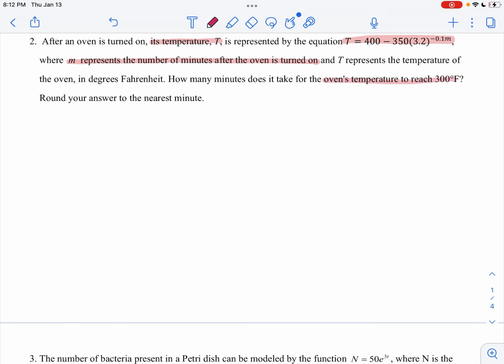So we're solving for M, which means we're solving for the exponent, and they gave us a T. So we should have T plugged in as 300. And let's now try to solve for this exponent. Whether you're using the conversion or the power rule of logarithms, at this point you need to isolate the base, and the base is the 3.2.